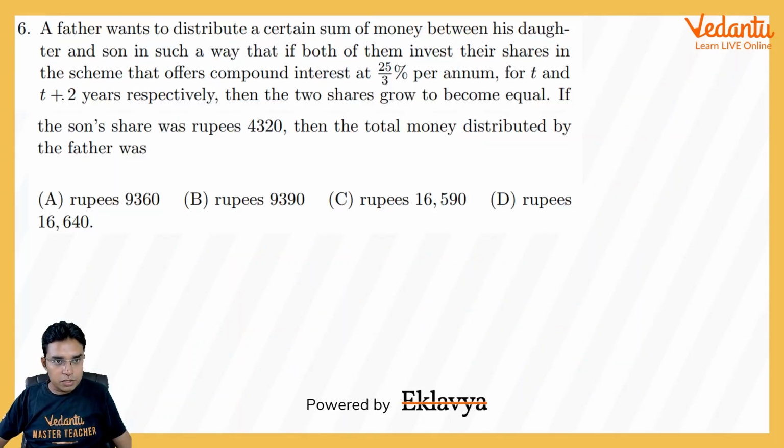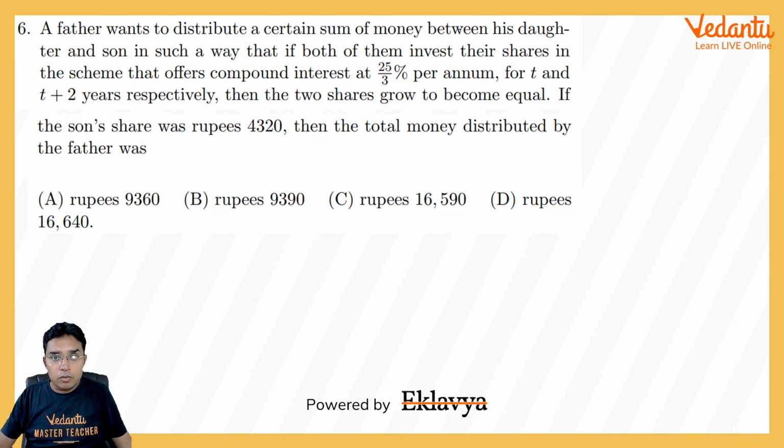Now coming to question number 6. A father wants to distribute a certain sum of money between his daughter and son in such a way that if both of them invest their shares in the scheme that offers compound interest at 25/3% per annum for T and T plus 2 years respectively, then the two shares grow to become equal. If son's share was rupees 4320, then the total money distributed by the father was.